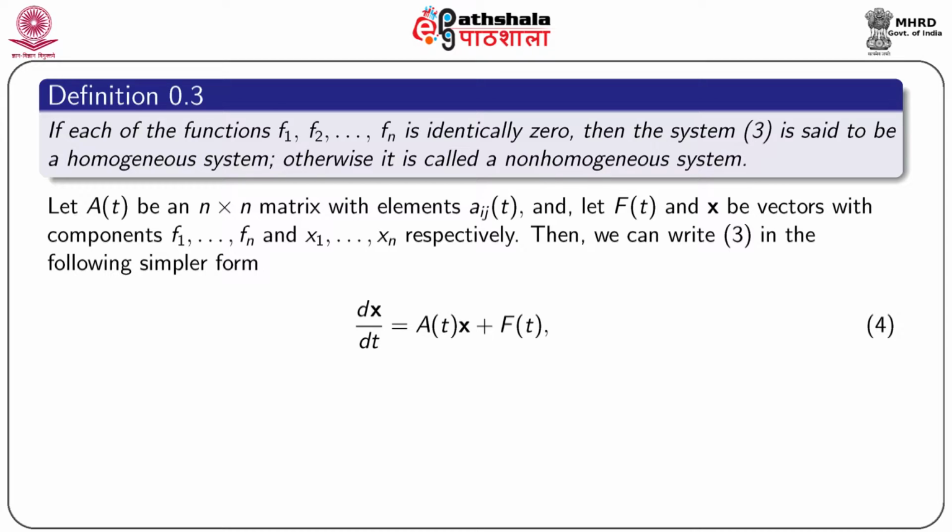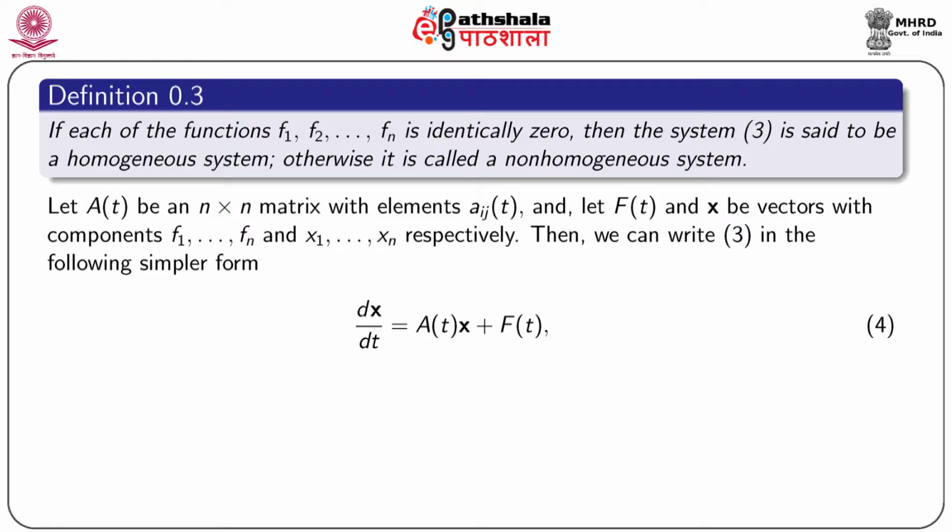If each of the functions f1, f2, ..., fn is identically 0, then the system 3 is said to be a homogeneous system, otherwise it is called a non-homogeneous system.